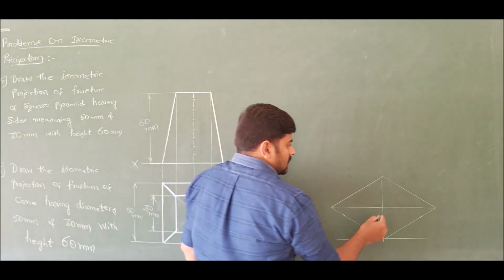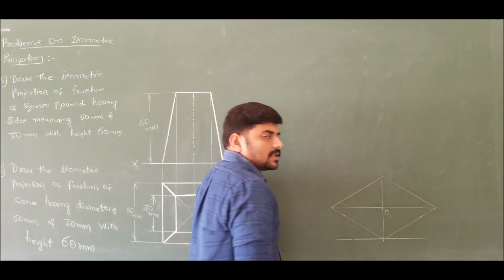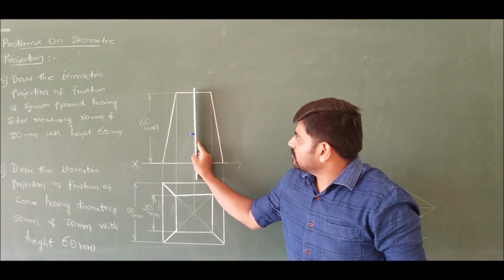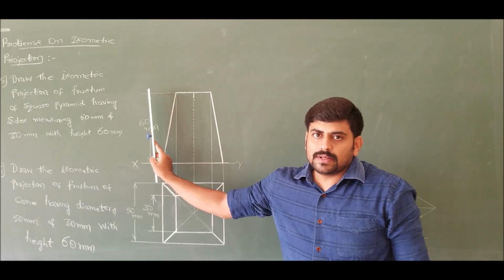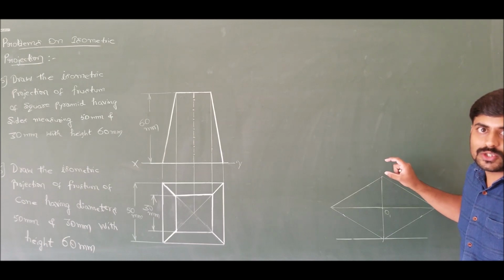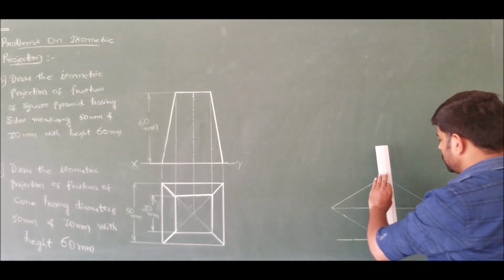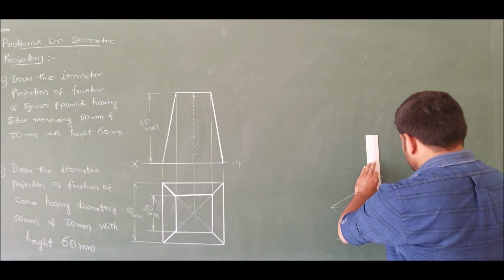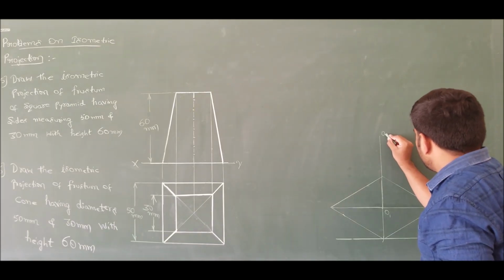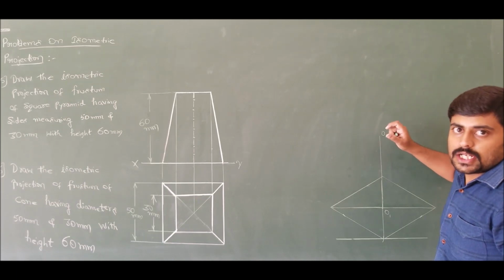Now identify the center of the bottom face. Let us say it as center O1. Now we know the height of this frustum, which is 60 millimeters. So choose 6 boxes in the iso sheet and mark center O2. If I choose 6 boxes on the iso sheet, I will get center O2. Now taking this as center, construct the top face.